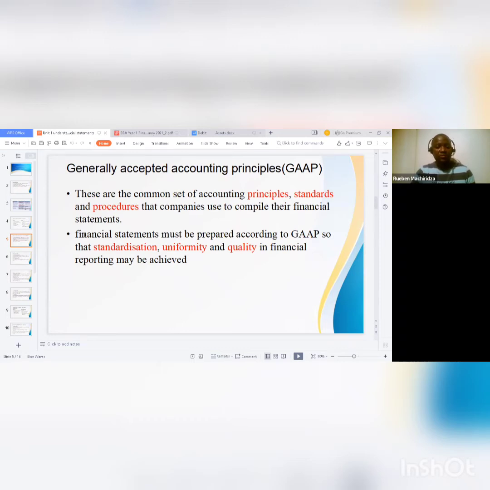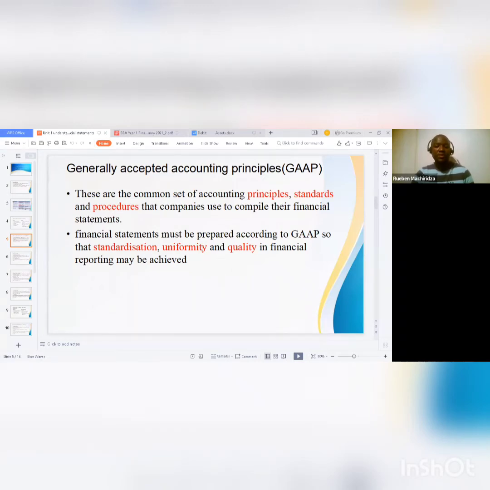So why should we follow the GAAP in preparing financial statements? Why should we follow the generally accepted accounting principles? Because we want to encourage the standardization of financial statements. When one looks at the financial statements of a South African company from America, they should be able to understand where they are coming from and where they are going. So the GAAP helps us to maintain uniformity. Everything will be uniform, because the format that they use at one place is also the format that we use here. So one can read and understand what you are trying to communicate.